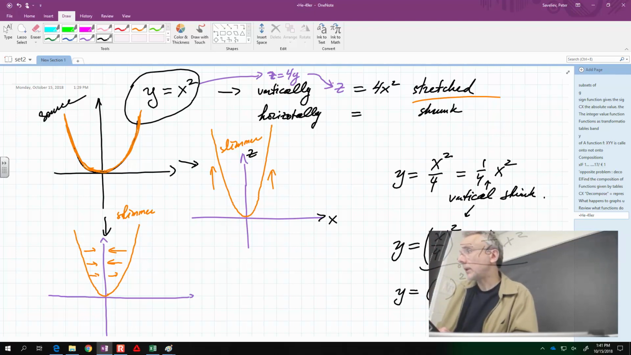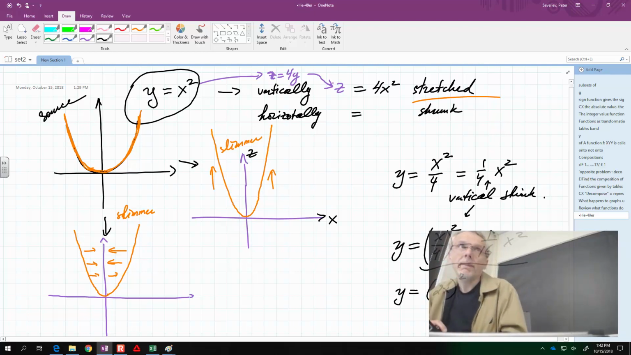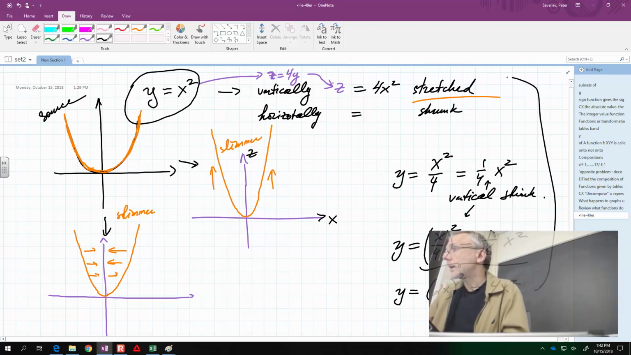Well, if division actually shrinks the graph, it vertically shrinks. If you want to go in the opposite direction, how about multiply? This is the idea. So I end up multiplying by 2. So that's the tricky part.